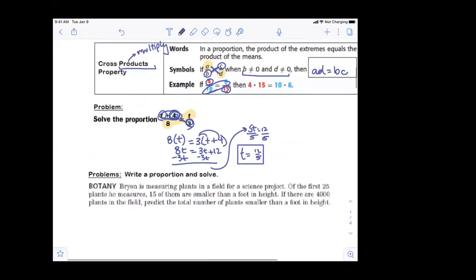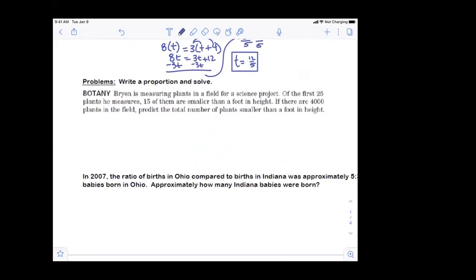The next two problems look a lot more difficult than they are. They look like long word problems, but we're just going to pick out the numbers that matter to us, set up a proportion, and then solve. Byron is measuring plants in a field for a science project. Of the first 25 plants he measures, 15 of them are smaller than 1.5 feet. So he has a total of 25, and 15 of them are smaller than 1.5 feet.